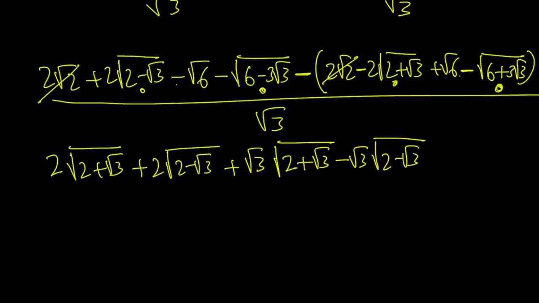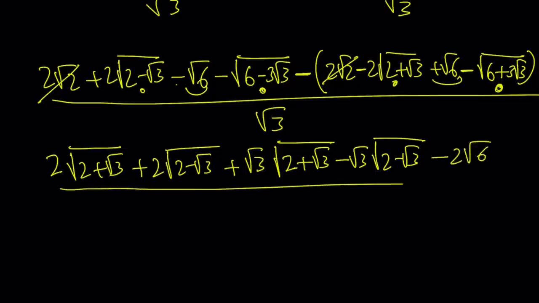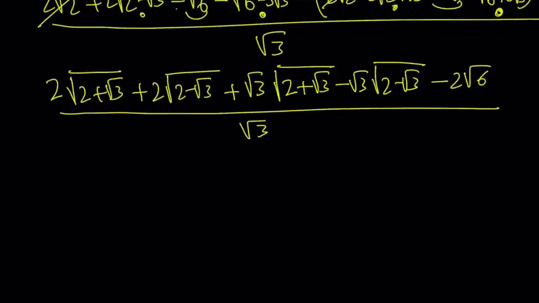Okay, that pretty much took care of everything except for these two. That's going to give me minus 2 root 6. And the whole thing is going to be divided by root 3. Okay, this still looks very complicated, but let's go ahead and do the following.